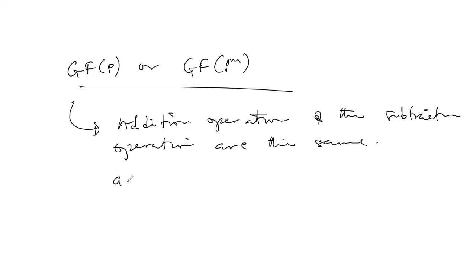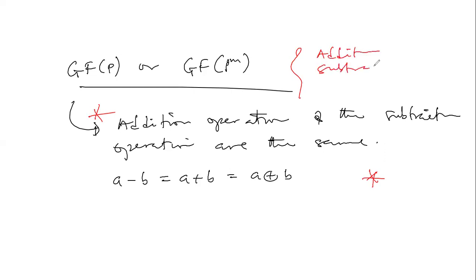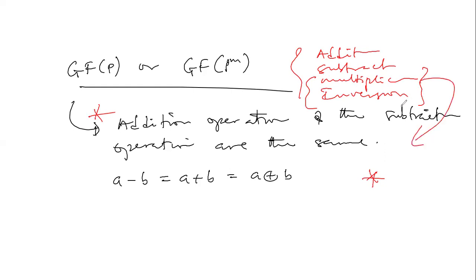So it means that A minus B is the same as A plus B is the same as the modulo 2 addition of A and B. Okay, now this you should take note of, please. Don't forget this one, okay? So, because now we want to perform addition, subtraction, multiplication, and inversion. And well, shortly you will see that the multiplication and inversion don't follow the same rule as we have in your regular arithmetic, but we already know we are playing with modulo 2, okay?